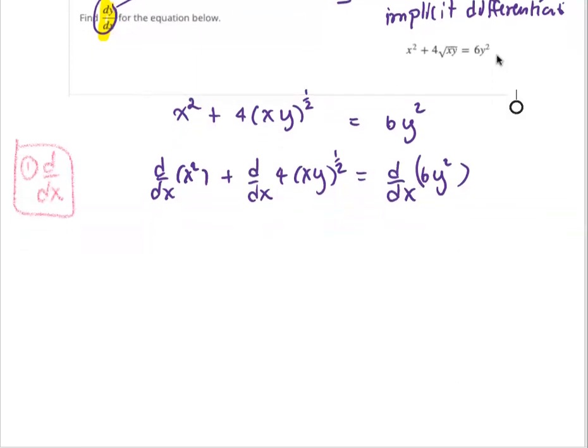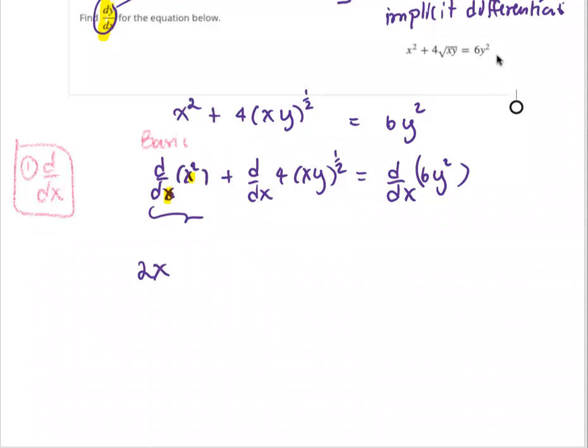And then for each term, you have to consider: do you need the basic rule? Do you need the general power rule? How do you know which rule you're going to apply? For example, the first one, you see x and x. So this part is going to be the basic rule, the power rule, right? The derivative is 2x. Are we all good with this?